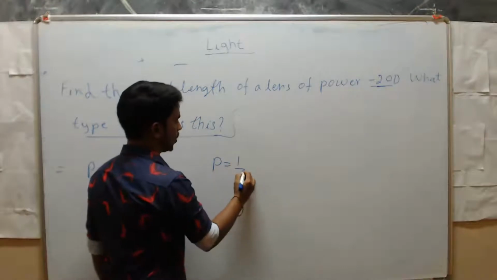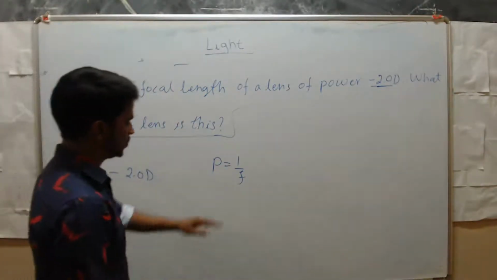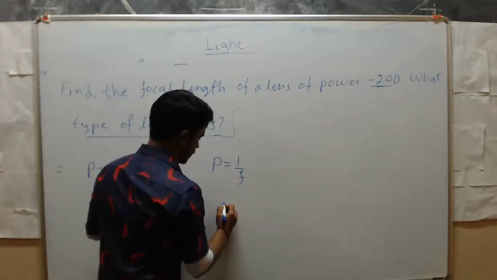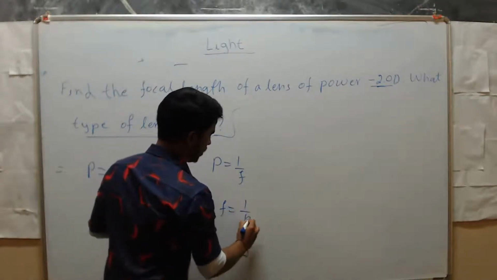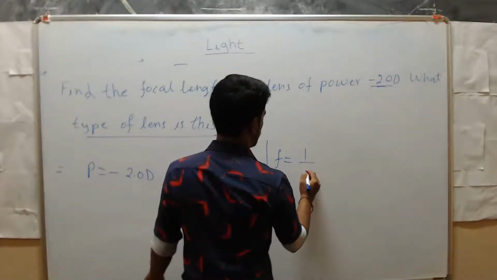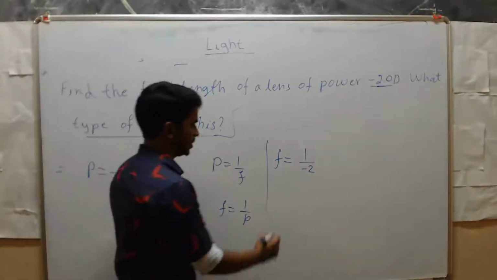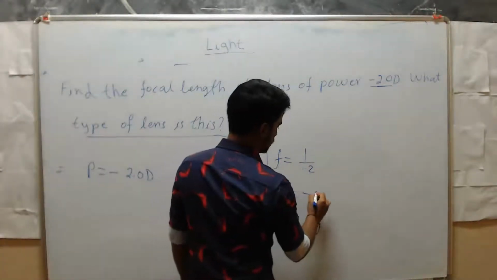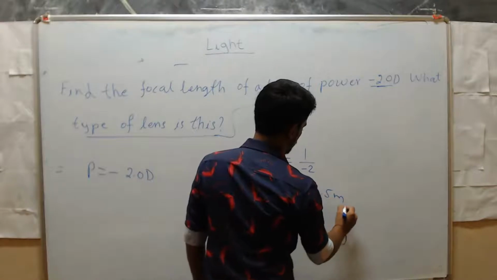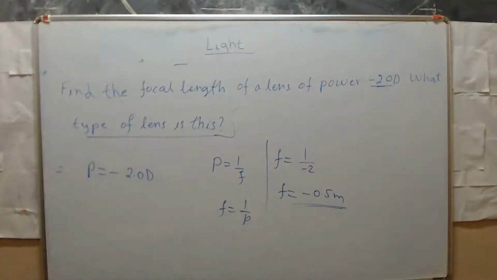We know the formula to calculate the focal length: P equal to 1 by F. We need F, so bring F this side, P this side. So F equal to 1 by P. P is minus 2, so F is 1 by minus 2, which is equal to minus 0.5 meter.